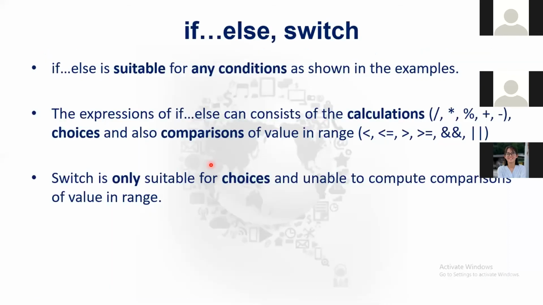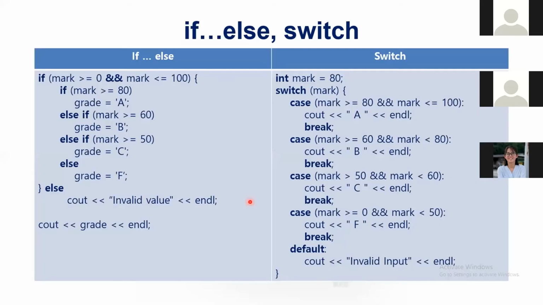Okay, so what is the difference between if else and switch? We would say that if else is for calculation choices and comparisons of values in range. Remember, it's comparisons of values in range, but switch is only for choices. You are unable to compute comparisons in range. So these are examples, because you're comparing in range, right? Range means from 0, 1, 2, 3, 4 until 100.